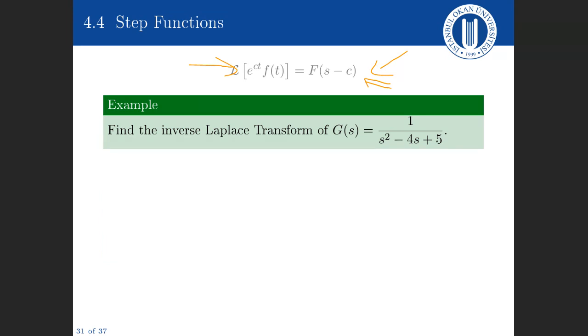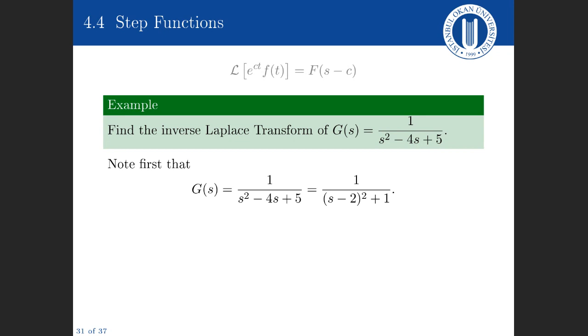Find the inverse Laplace transform of 1 over s squared minus 4s plus 5. In the past, when we've tried to find inverse Laplace transforms of rational functions like this, we've used partial fractions. But we're not going to do that this time because the roots of s squared minus 4s plus 5 are complex numbers. So we're going to use a different technique. We're going to complete the square of the denominator. s squared minus 4s plus 5 is the same as s minus 2 squared, and then plus whichever number we have left over, in this case plus 1.